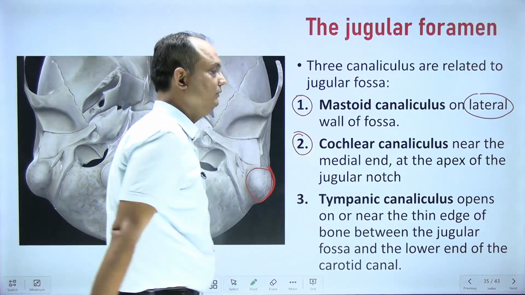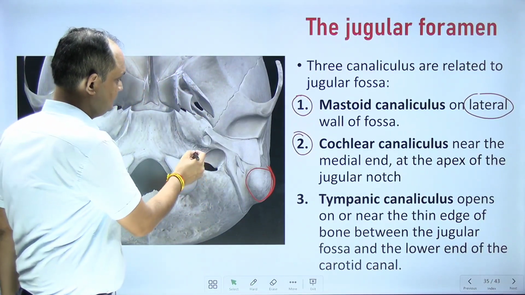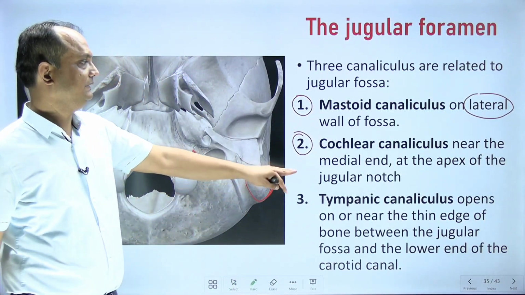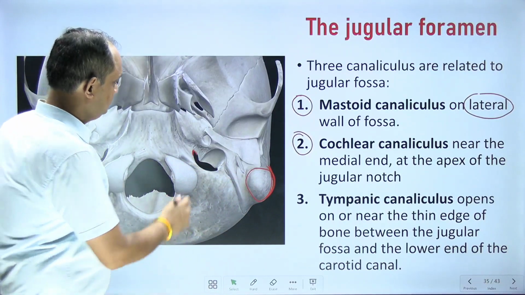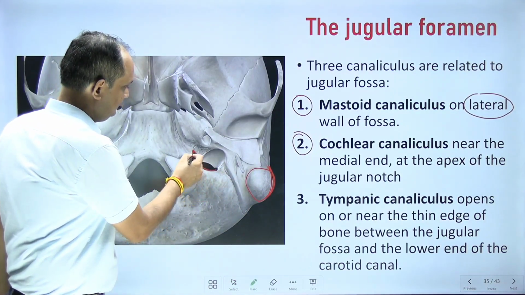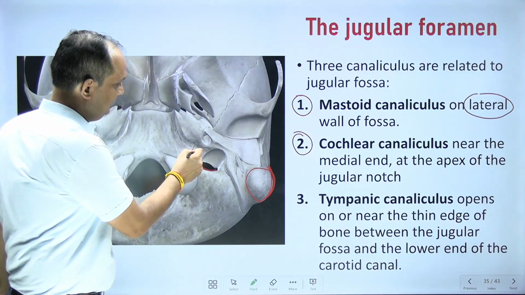Then you will have the cochlear canaliculus. Now the cochlear canaliculus is present on the medial end of this fossa, and this is present at the apex of the jugular notch. So this is your jugular notch and this is the apex of the jugular notch. So it is present here.